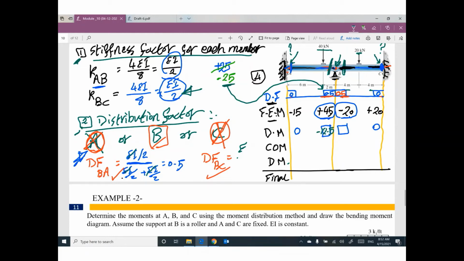Can you multiply this value by the other distribution factor? You will get negative 12.5. Carry over moment: this value, negative 12.5, will affect the other side of the member by half. You will get here negative 6.25. And your effect here is 0, will affect here by 0. This one will affect here by 0. This one will affect here by half value, negative 6.25.